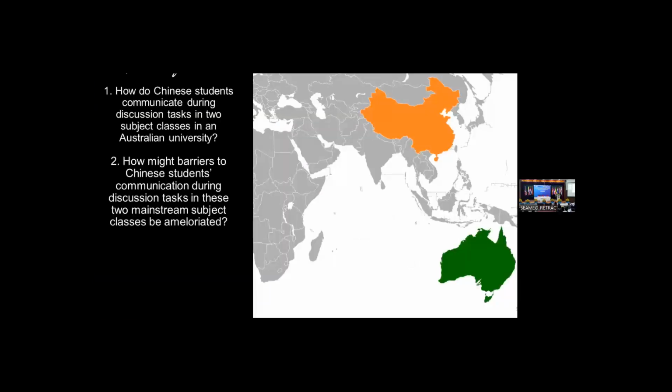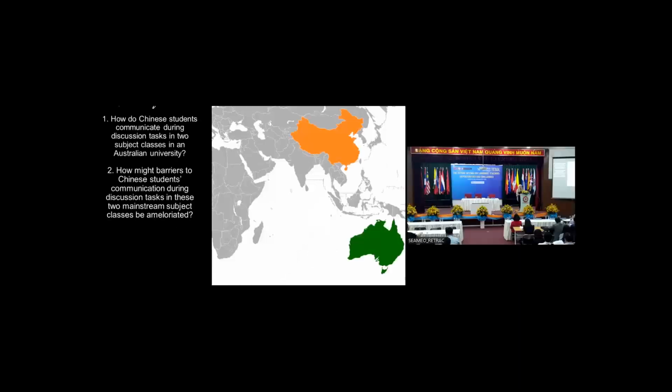Now, in this little study that we did, actually, this was part of a much bigger study that we took to Curtin, Mauritius, and all around the place. But the bit we're talking about here was really at Bentley, Curtin University. And we asked these questions: how do Chinese students in particular, that's the group we were looking at, communicate during discussion tasks in 2 subject classes in an Australian university, obviously Curtin? And how might barriers to Chinese students' communication during these events be ameliorated? We're assuming here that there will be certain barriers that come up.